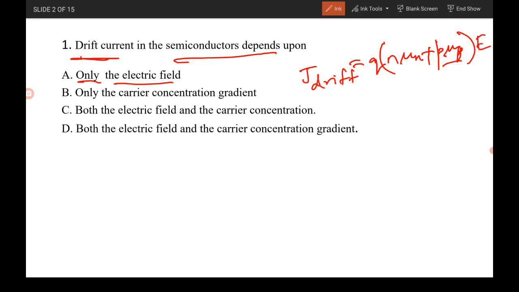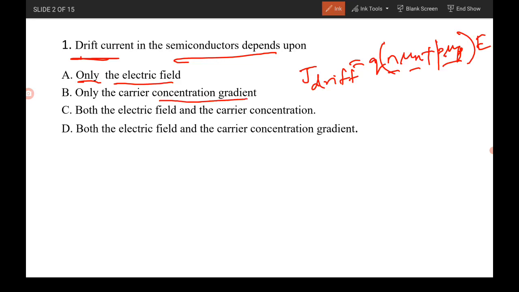So here you can see the electric field is directly proportional to J drift, that is the drift current, and all other quantities such as the concentration and the mobility also affect the drift current. So does the drift current in the semiconductor depend upon only the electric field? No, it also depends upon other quantities. Let's see other options. Only the concentration gradient.